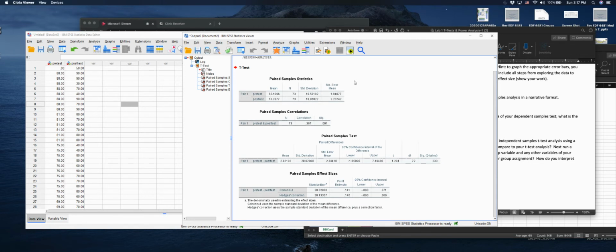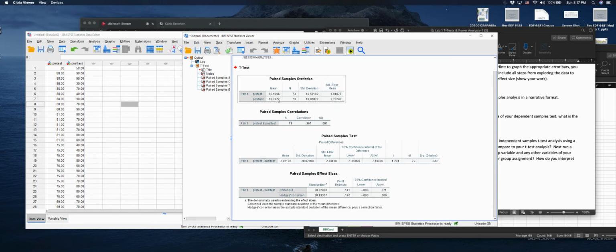The output tells me that I have paired samples statistics, and here in this table I have my descriptive statistics. My mean for the pre-test was 66.109, and the number of students I have pre-test scores for was 73. I have a standard deviation of 16.58 with a standard error mean of 1.9. For my post-test, the mean actually dropped to 63.6287. I have the number of 73, a standard deviation of 18.86, and a standard error mean of 2.2.